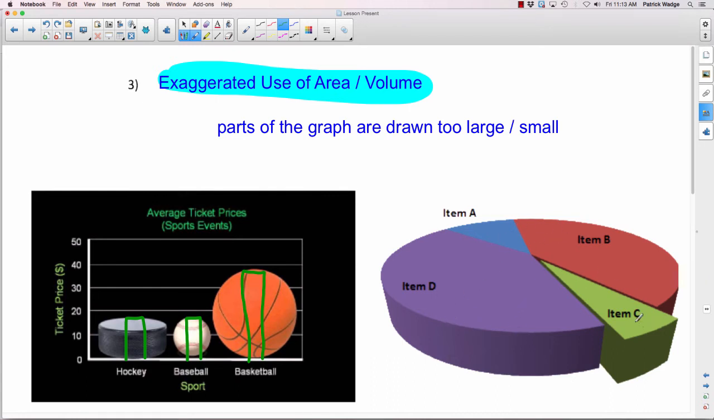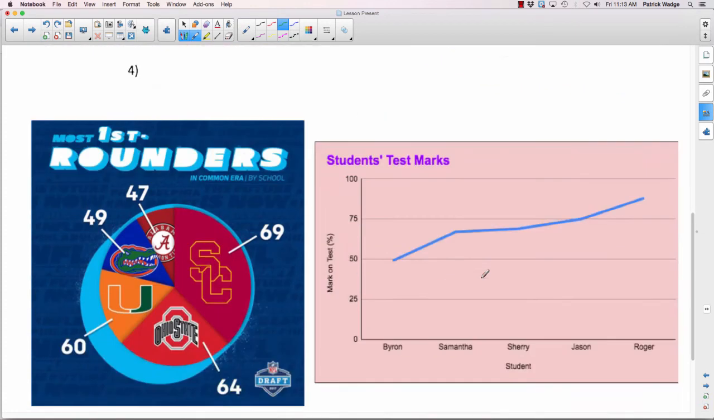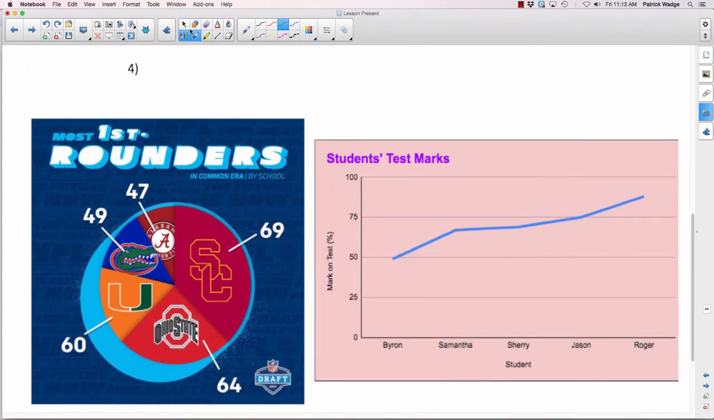The other thing is, why have they put this one piece kind of semi-detached from the rest of the pie? It definitely, again, draws your eye to this one. It makes item C seem like it's much more important than the other ones. Does it look good? Yeah, this looks cool. Awesome. Is it effective? No, don't do that. It misleads people. All right, the fourth one I'll talk about is when you use the wrong graph.